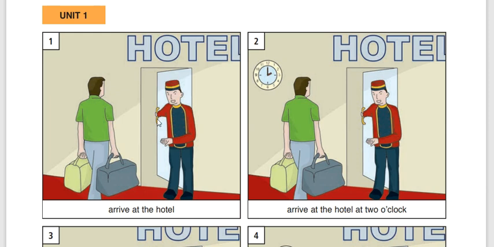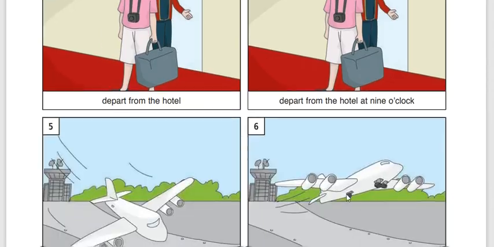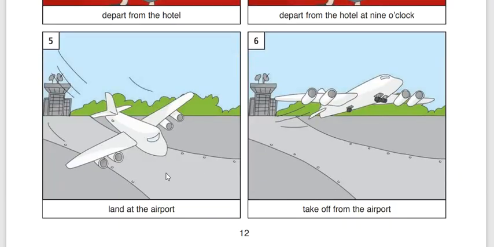Hotel. Picture 1, hotel. Arrive at the hotel. Picture 2, arrive at the hotel at 2 o'clock. Picture 3, depart from the hotel. Picture 4, depart from the hotel at 9 o'clock. Picture 5, land at the airport. Picture 6, take off the airport.